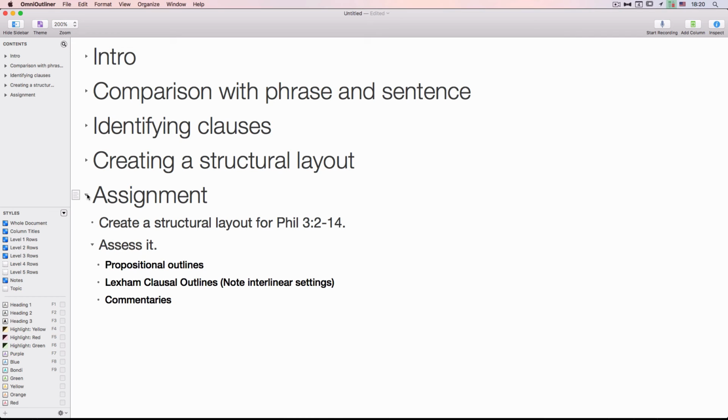But then the second part is to take that document and then to assess it. There are a couple of tools in Logos we want you to be familiar with. They do things a little bit differently, but it could provide some insight. And so basically, after you've created the layout and it's all done, you will then take a separate copy of it and then make some notes on it, make some assessment of what you did and how it compares to these other tools. Now, there's 2 tools I want to point out to you. The first is the propositional outlines, and the second is the lexham clausal outlines.